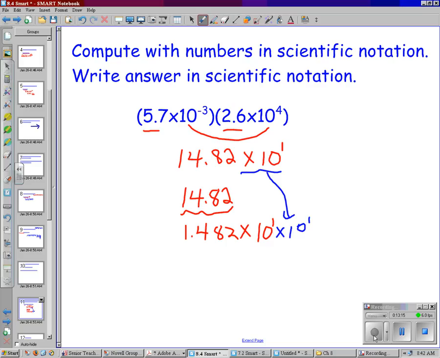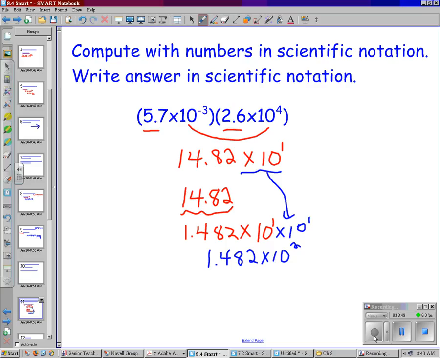Okay, so all we did was we wrote this number that was not written in scientific notation so that it was. And now I have to finish this up. This is going to be 1.482 times 10 to the second power. Here's the deal with computation on scientific notation. You're going to do your constants as you always have. You're going to take care of your bases that are alike because they're all times 10 to, and you're going to take care of their exponents as you always have. But in the end, your final answer must be written in scientific notation.